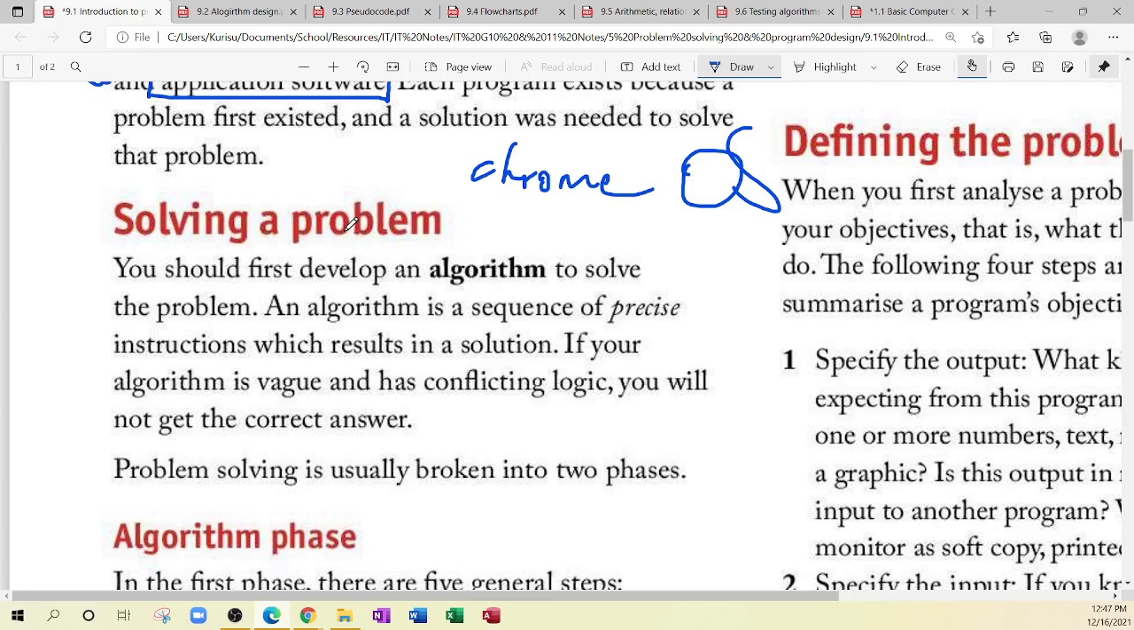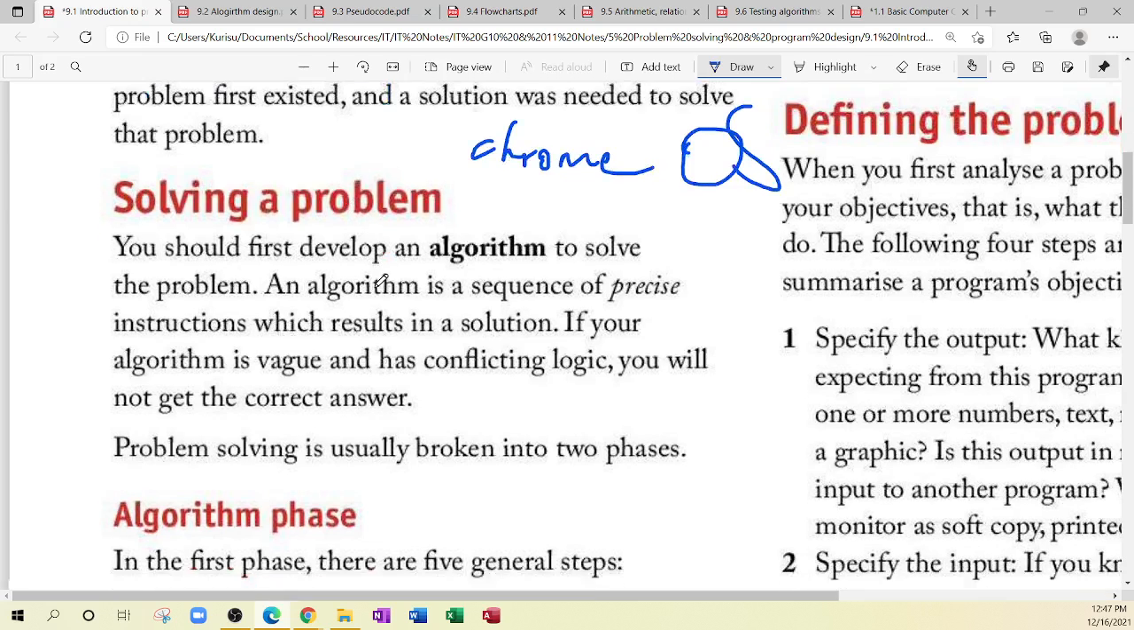Akila, you could read for us. You should first develop an algorithm to solve the problem. An algorithm is a sequence of precious instructions which results in a solution. If your algorithm is vague and has conflicting logic, you will not get the correct answer. Problem solving is usually broken into two phases. Great. Algorithm phase. Okay. Thank you.